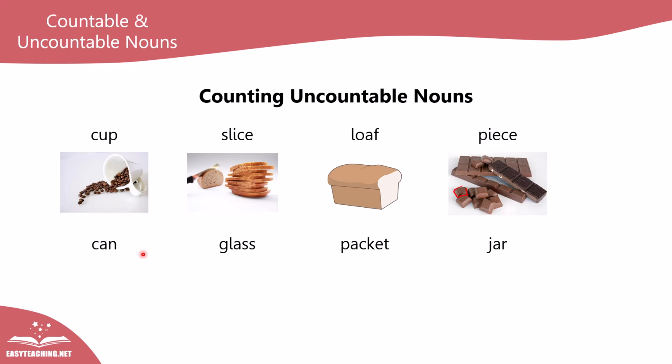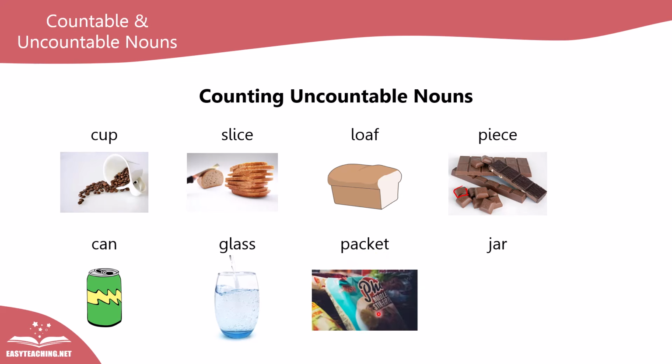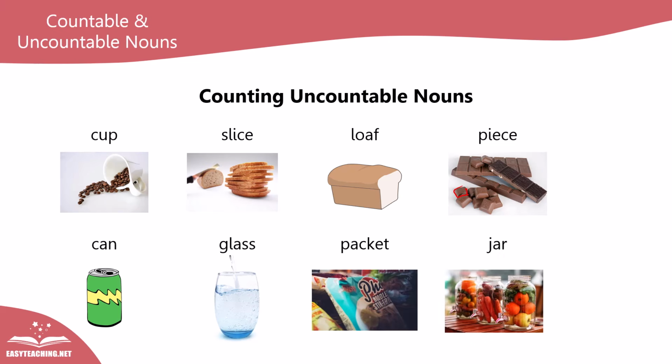Can. A can is a metal container, like a can of drink or a can of soup. Glass. A glass is a container used for drinks, like water or wine. Packet. A packet is usually a bag or a box that holds something. For example, instant noodles come in a packet. Jar. A jar is a container with a lid and is used for things like marmalade, coffee, or tea.